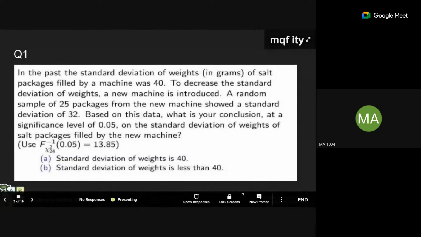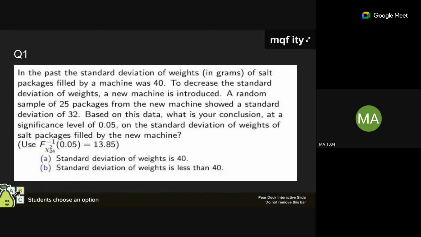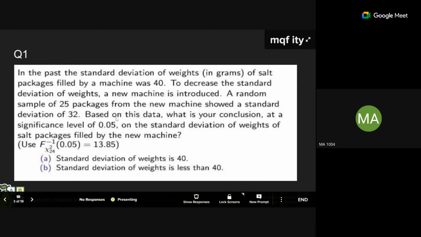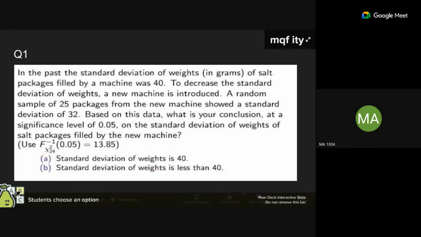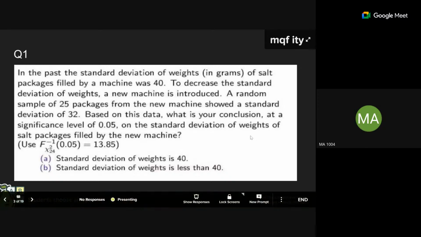So see, there is a question. It says in the past, the standard deviation of weights of salt packages filled by machine was 40. To decrease the standard deviation of weights, a new machine is introduced. A random sample of 25 packages from the new machine showed a standard deviation of 32 grams. Based on this data, what is your conclusion at the significance level of 0.05 on the standard deviation of the weights of the salt packages filled by the new machine?